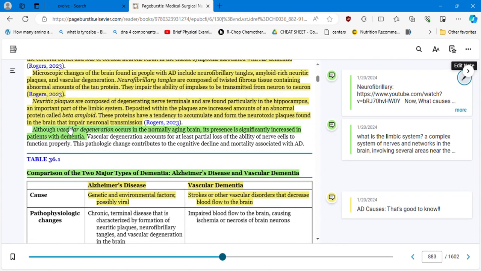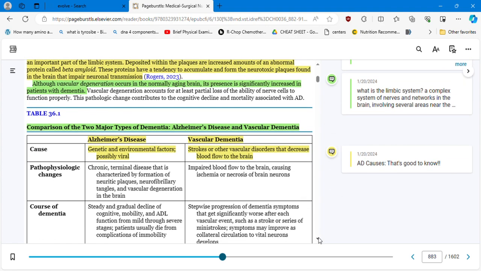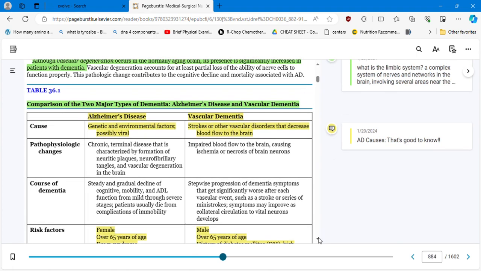Although vascular degeneration occurs in the normally aging brain, its presence is significantly increased in patients with dementia. Okay. Now we are going to analyze the causes of Alzheimer's disease versus vascular dementia, and this is good to know.